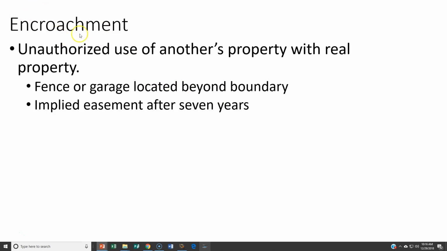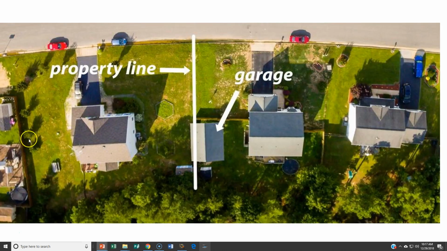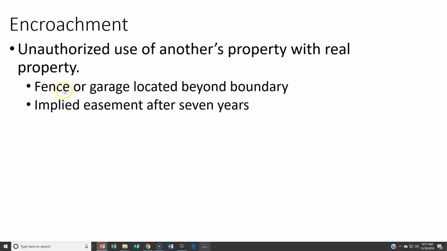And also we have encroachment: unauthorized use of another's property with real property, a fence or garage located beyond the boundary, an implied easement after 7 years. Here's an example. Supposing we do a survey and the survey line reveals that the actual plot line or boundary is right here. We can see that this garage has encroached upon the next door neighbour's lot. If this continues for 7 years or more, then the owner of this garage may actually be able to keep it there permanently. This is called encroachment, and it's an implied easement after 7 years.